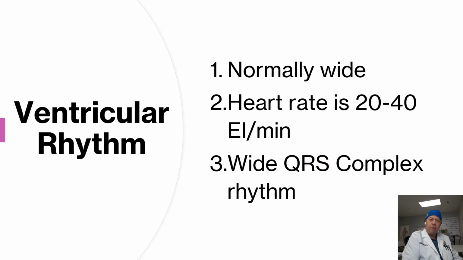So let's remember, ventricular rhythms, left and right, or right and left ventricles, they are normally wide. The heart rate is between 20 to 40, that's why we call it junctional. Okay, and there, remember, the QRS complex is wide. So recuérdense, un ritmo ventricular que sea junctional es porque el QRS complex está ancho y la frecuencia cardíaca está entre 20 a 40. Por eso se le llama junctional ventricular rhythm.